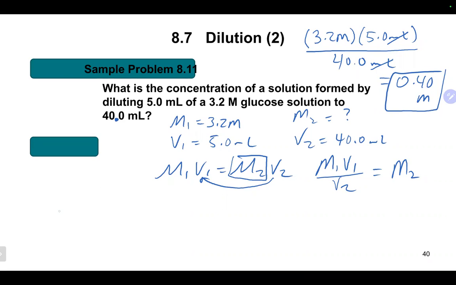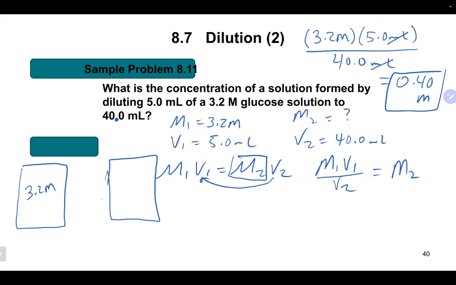Now, if we were to make the solution just the way it said, we would have a bottle sitting there that has a molarity of 3.2 molar. We would take another bottle here that we're going to make our solution in. We would take out from here and put in 5 milliliters of our glucose solution. The rest would be water in this case. How much water would I put in there? Would I put 40 milliliters of water? I would not put 40 milliliters of water, because if I did, my total volume would then be 45 milliliters, right? Which means my molarity would not be correct.